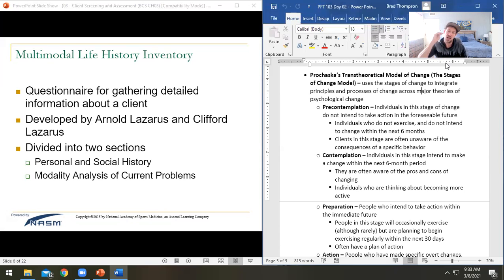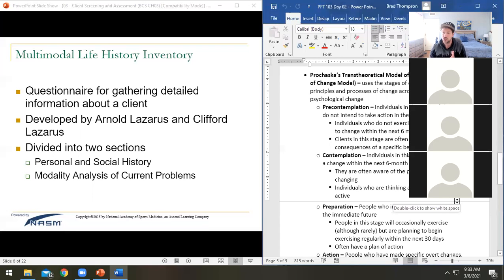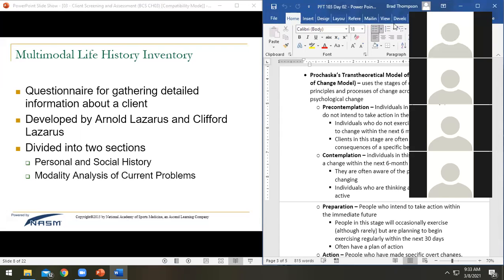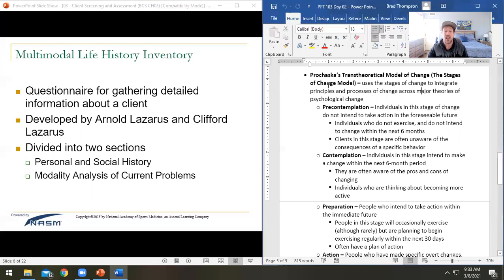Okay, any questions on basic ID? We're going to move into talking about the stages of change next. All righty, so let's take a look at the theoretical model of change here. Again, the stages of change. If we can do a little bit of what's called a multimodal screening, this is a little bit different than just a basic questionnaire.